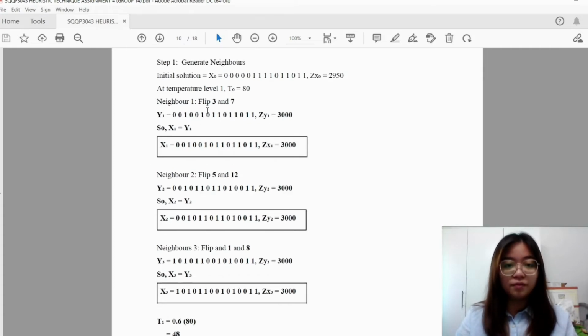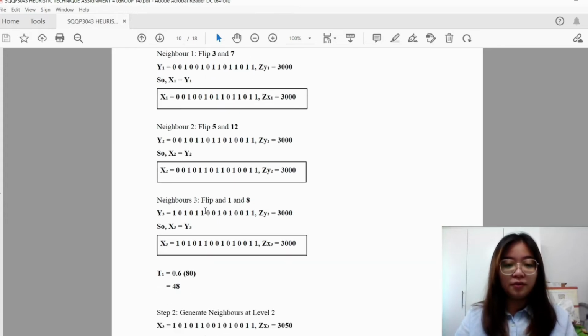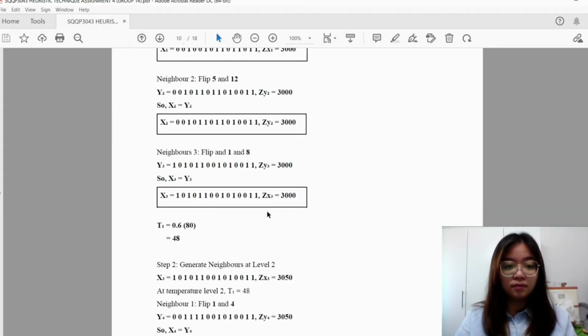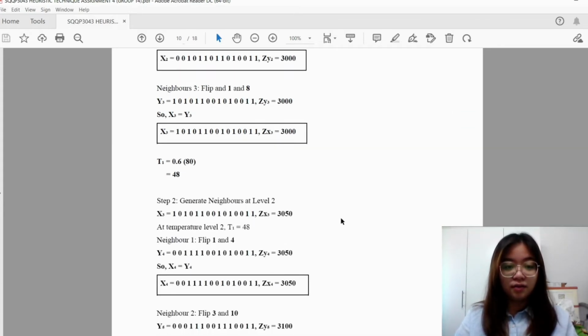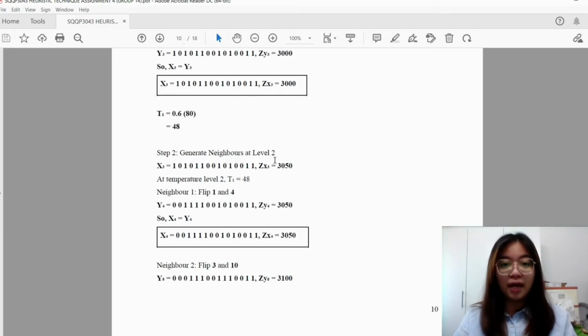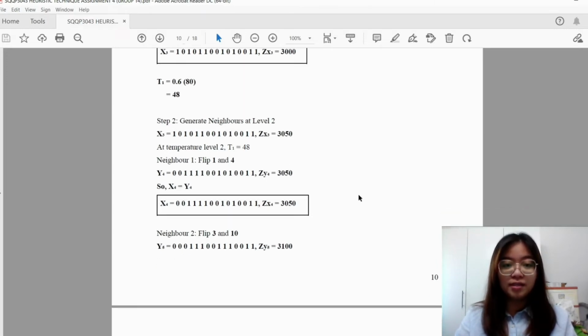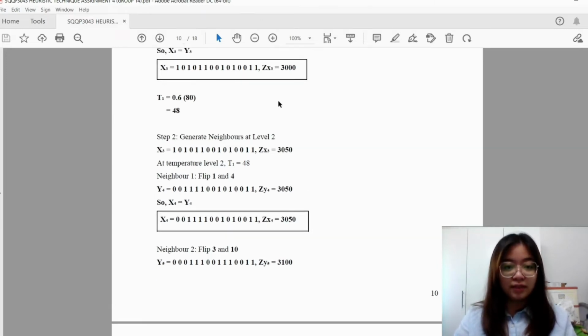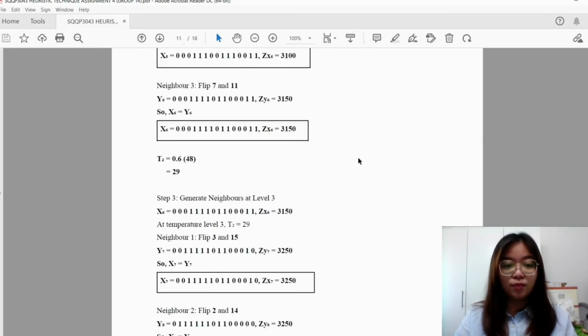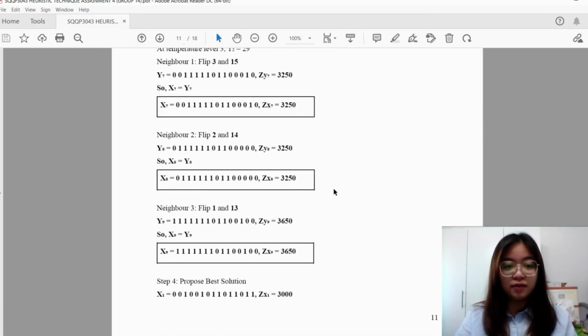In neighbor 1, we flip job 3 and job 7. Neighbor 2, we flip job 5 and job 12. Neighbor 3, we flip job 1 and 8. After that, we will do the reduction of temperature. Then we generate neighbors at level 2, using the same way as step 1, until we reach level 3.